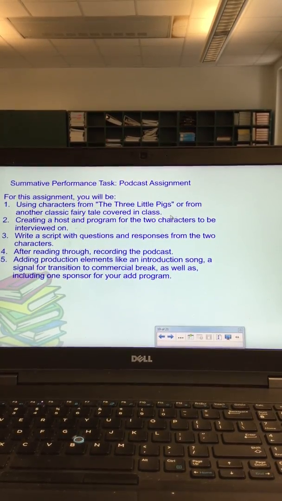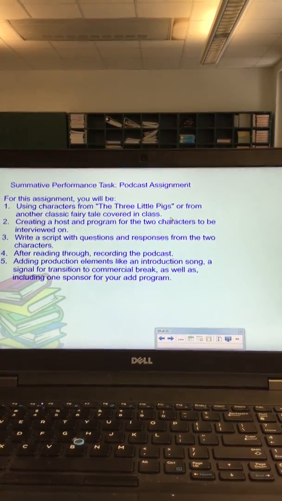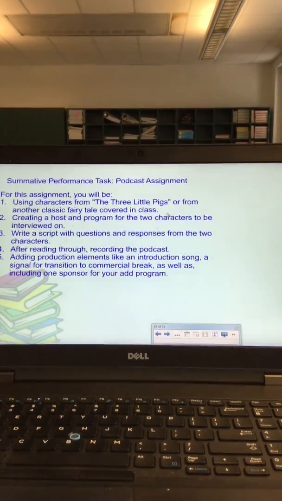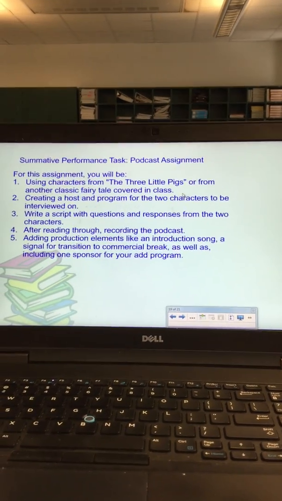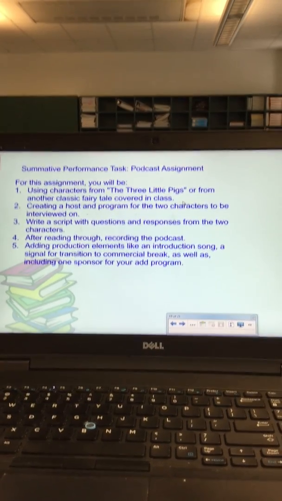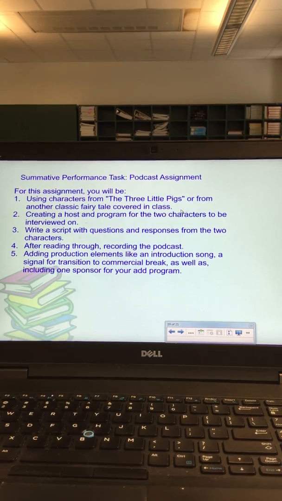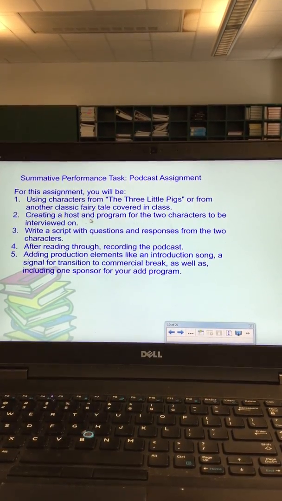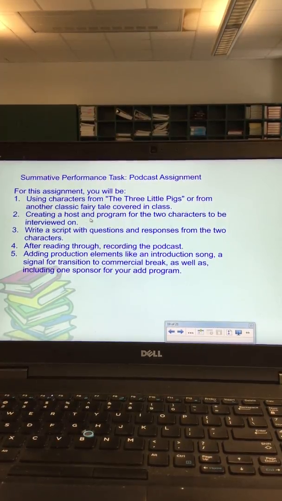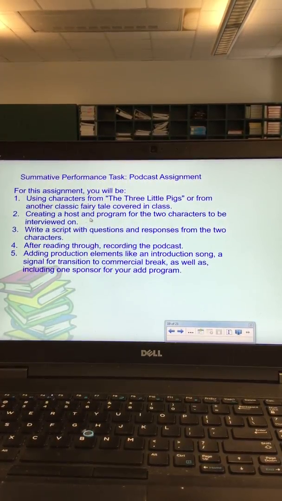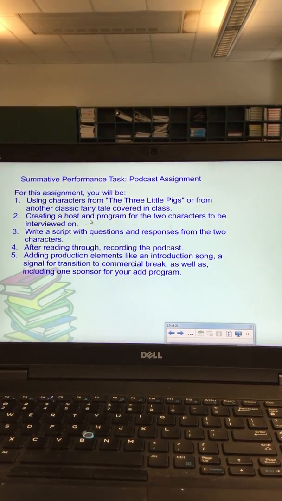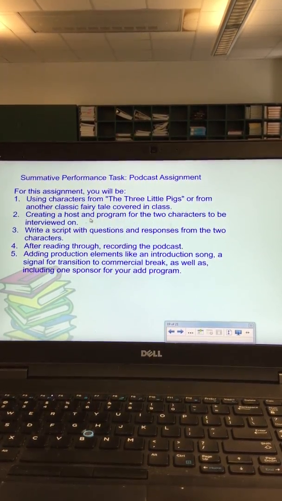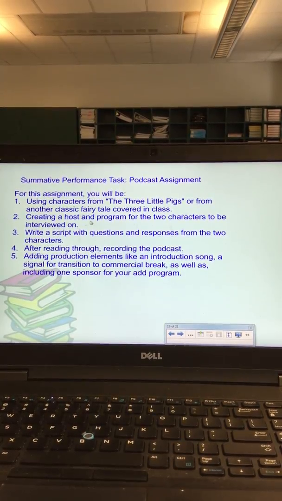So again, it creates a retelling of a story for the students, exposes them to some historical perspectives, and because of the inclusion of violence, sometimes makes it more interesting for the students. So they'll be using the characters from one of those stories or the Three Little Pigs, and they're going to create a host and a program for the two characters to be interviewed on. So they would generate whatever the program would be called, and kind of what the program's goal would be. They would generate a host, and then they're going to write a script with questions and responses from two of the characters.